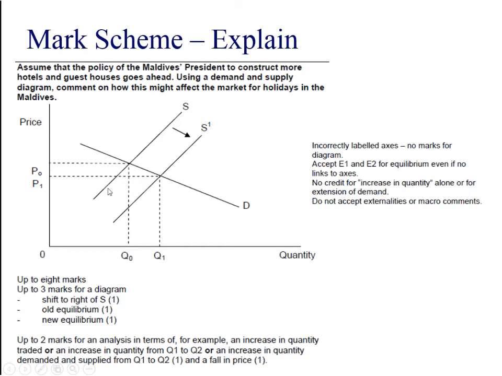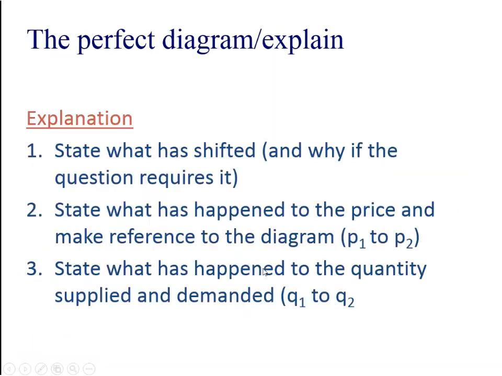So diagram's kind of done now, perfect diagram. What do you need to know for the explanation, the analysis? So what you need to do really is state what has shifted. And you might think, well, it's obvious, I've just drawn a diagram, why do I have to explain? The reason is because if you do get the diagram incorrect, you can still pick up some marks from your analysis, and this does happen. Students draw completely wrong diagrams, but their explanation is pretty good. So make sure that you're covering all bases here.